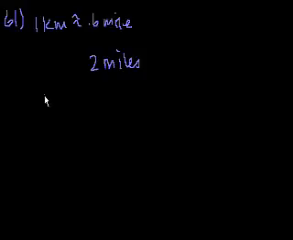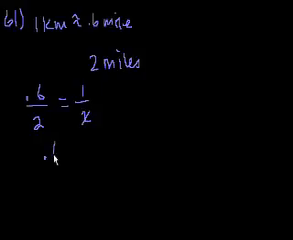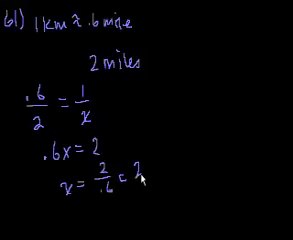So we could set up a ratio. We could say 0.6 miles are to 2 miles as 1 kilometer is to x kilometers. And you could cross multiply. You could say 0.6 x is equal to 2, and that x is equal to 2 divided by 0.6, which is the same thing as 20 divided by 6, right?